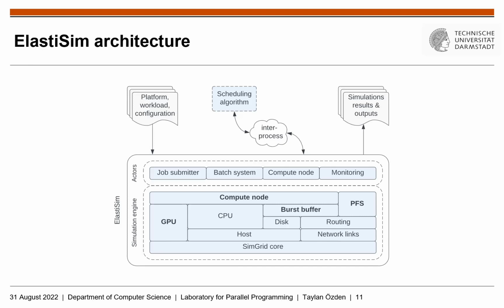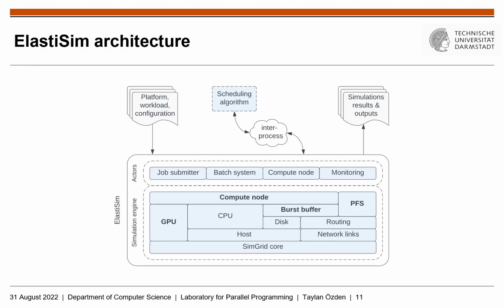So the simulation process consists of 2 different parts. So first of all, the simulation engine based on a SimGrid core. We use, of course, SimGrid entities like the CPU or network links. And of course, we have extended SimGrid by our own entities such as the GPU or burst buffer semantics, which you can see in bold text here.